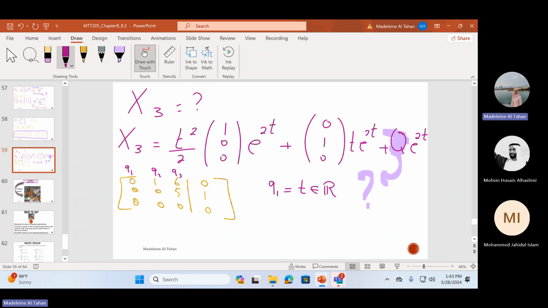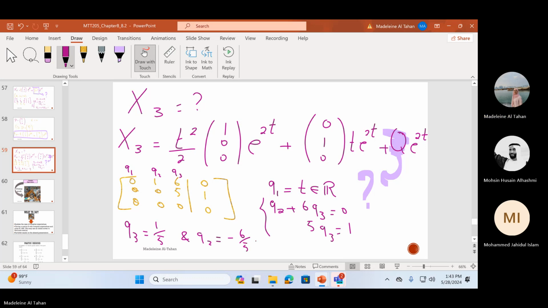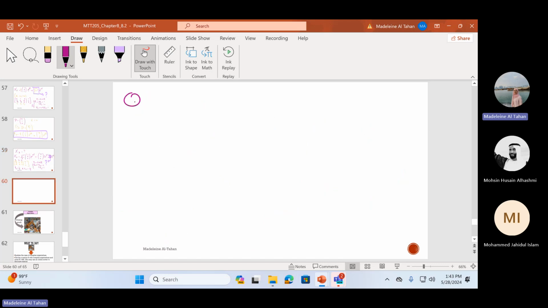So here we will get Q2 plus 6 Q3 equal to 0 and 5 Q3 equal to 1. So Q3 is equal to 1 over 5 and Q2 is negative 6 over 5. Did all of us get this answer, miss? Did we get this answer? Yes. Okay, what would be Q, miss?